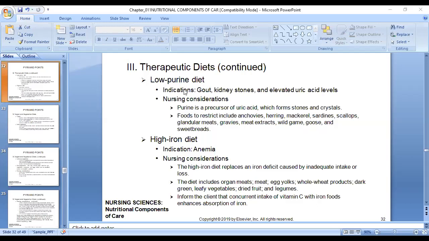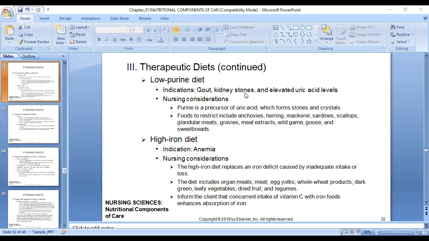Some vegetables, some fruits, coffee, also low purine diet, right? So keep in mind what I said for the NCLEX board, we need a low purine diet for the patient who has gout. Then high purine foods have to be avoided. If anybody has gout or a kidney stone, they have to avoid foods like organ meat, kidney, liver, alcoholic beverages. Alcoholic beverages or organ meat contain too much purine.